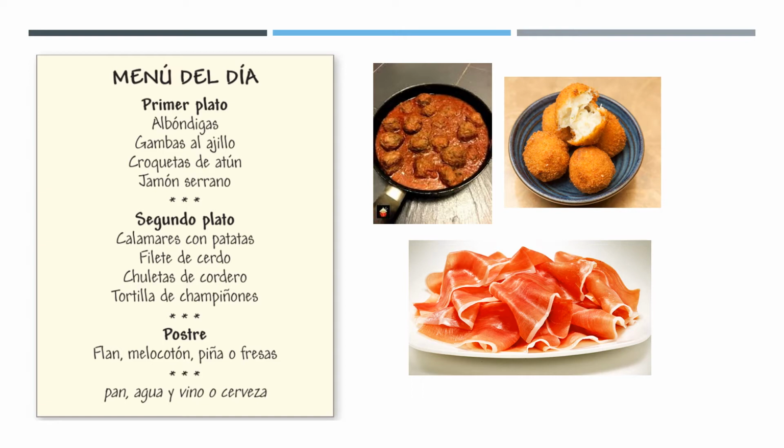And these are from atún. Easy to work out that one. Atún, tuna, same letters. So repeat, croquetas de atún.